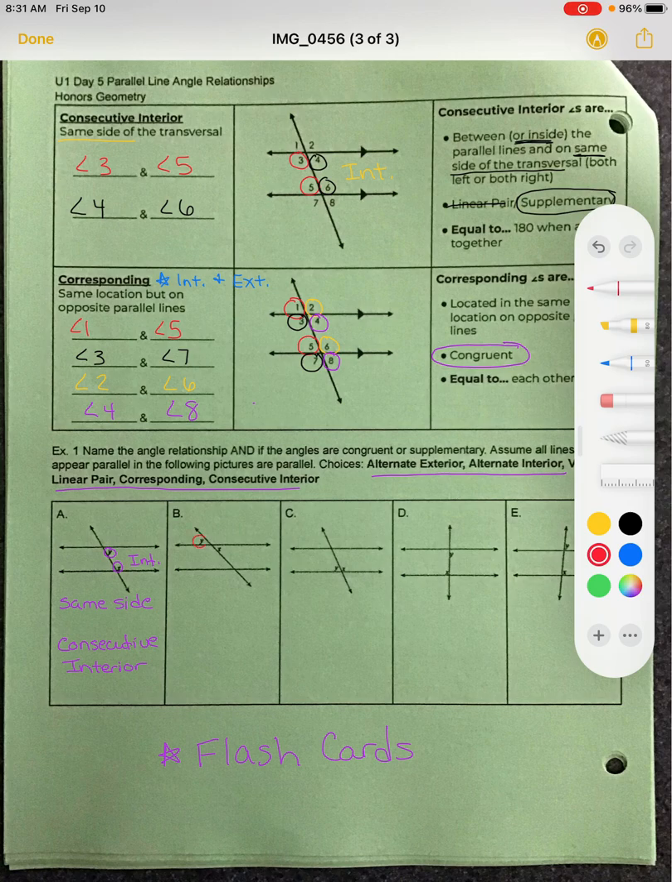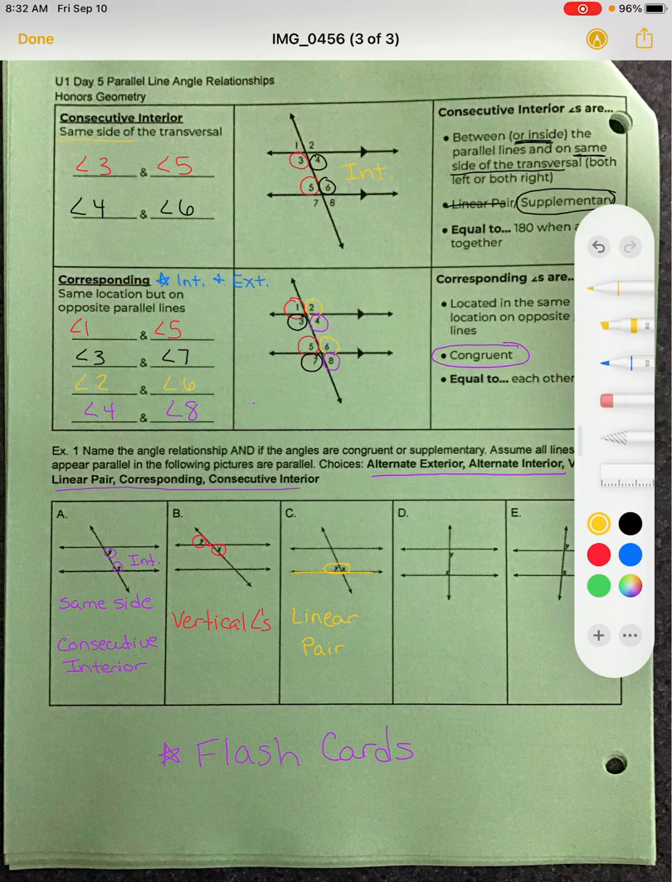Okay, the next one, they share a vertex. They don't use all 3 lines, they only use 2 lines. So these are called vertical angles. Where 2 lines cross, they create vertical angles. The next pair, they are right next to each other and they form a straight line. If they form a straight line, then that's called a linear pair. You notice that one we didn't use all 3 lines either. We only used these 2 lines, so that's a linear pair.